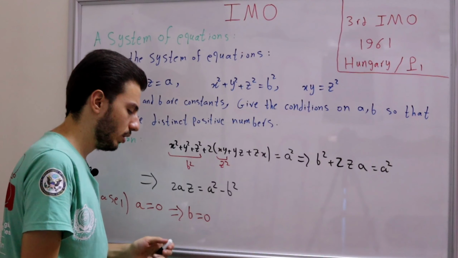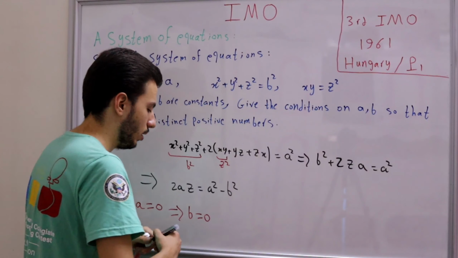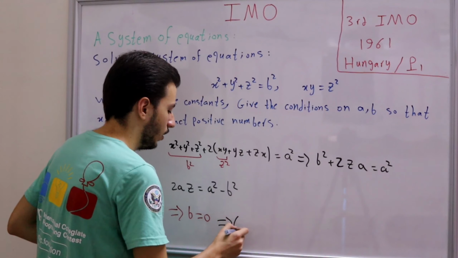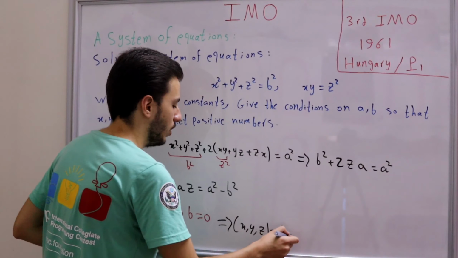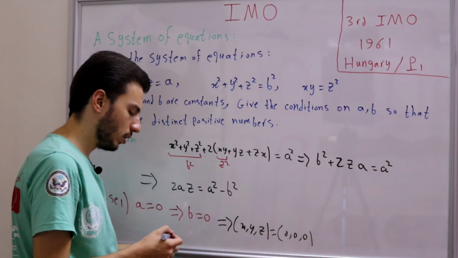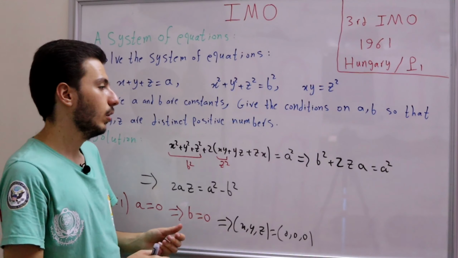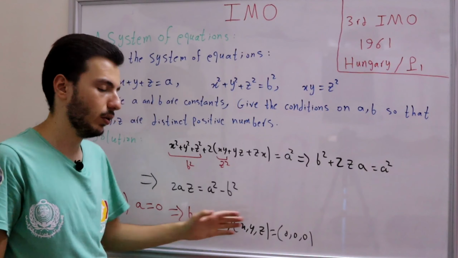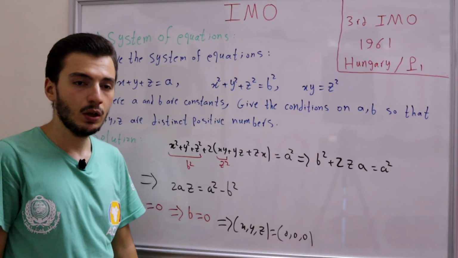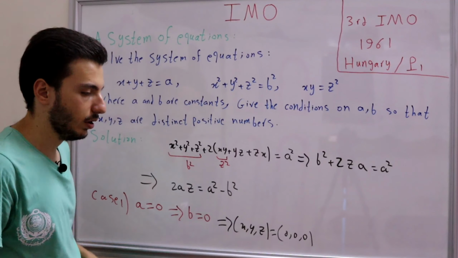Alright, so in the case a equals 0, b equals 0, the solution of our system is simple. The triple x, y, z is just 0, 0, 0. Of course, in this case we cannot have distinct positive numbers, clearly, because they are all equal and they are all zeros. Okay, so now we just need to discuss the second case.